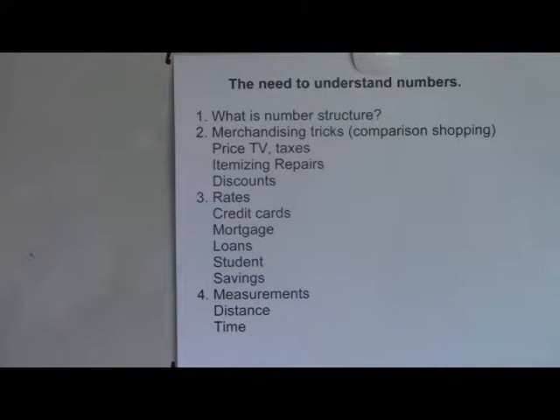We're going to talk about the following four subjects. What is number structure? Then we will talk about merchandising tricks and what keeps you from doing comparison shopping in the areas of pricing, itemizing repairs, and discounts. And then we get into rates. That's ratios and fractions, credit cards, mortgages, student loans, savings. And then finally talk about how our measurement system doesn't really take full advantage of number structure.